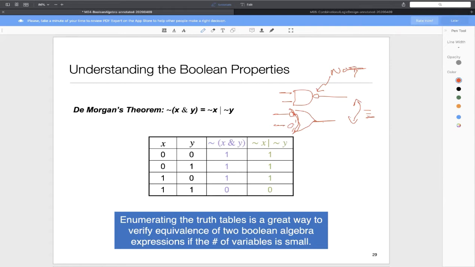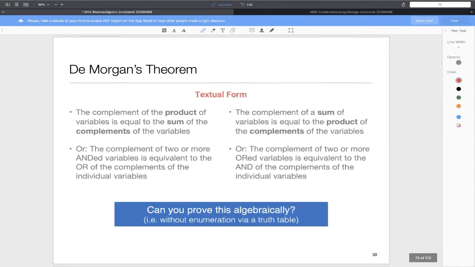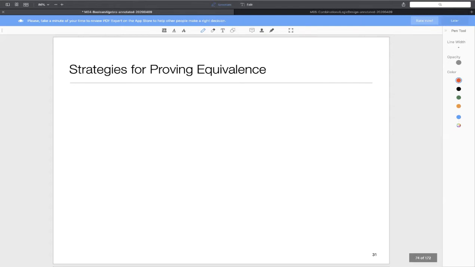The other version of De Morgan's theorem in our table swaps the OR and the AND, so the same property holds true the other way. Now, one exercise I would like you to consider is, can you prove this algebraically? Let's say I ban you from using any sort of enumeration. You're not allowed to list all the cases and say, for every case it is true, but rather I want you to symbolically manipulate the expressions and prove this is true.